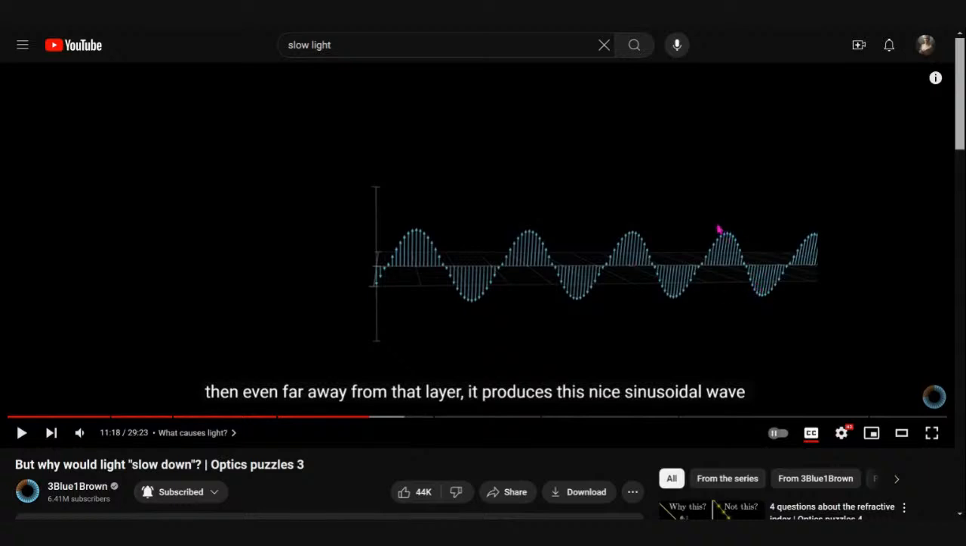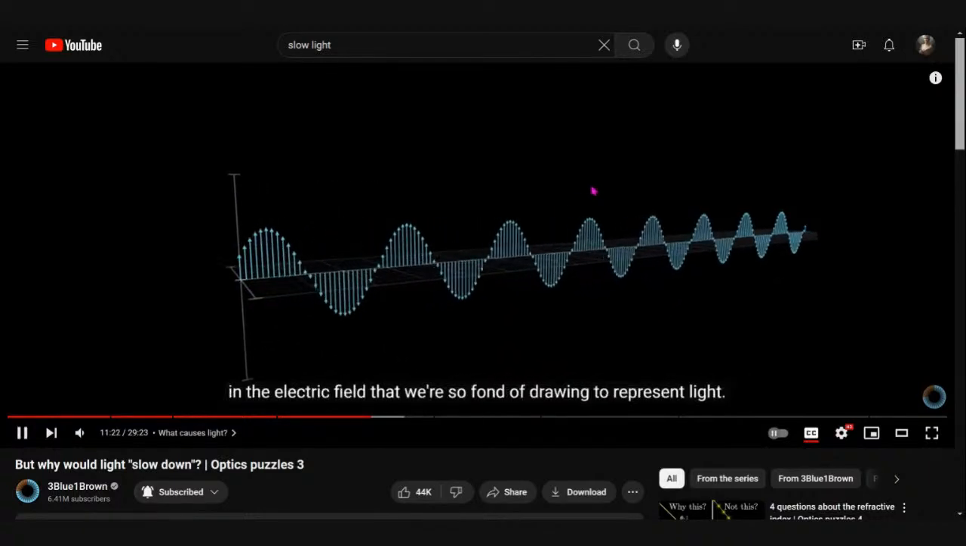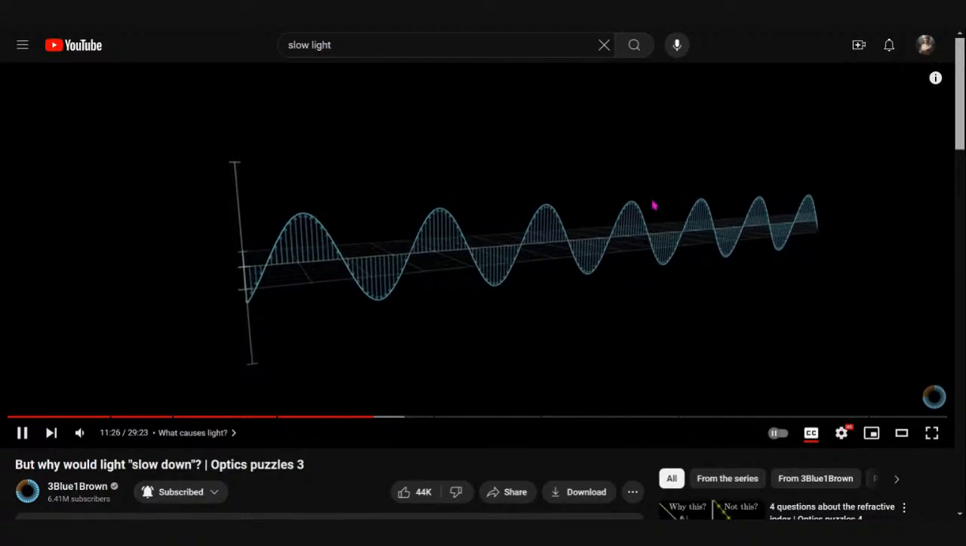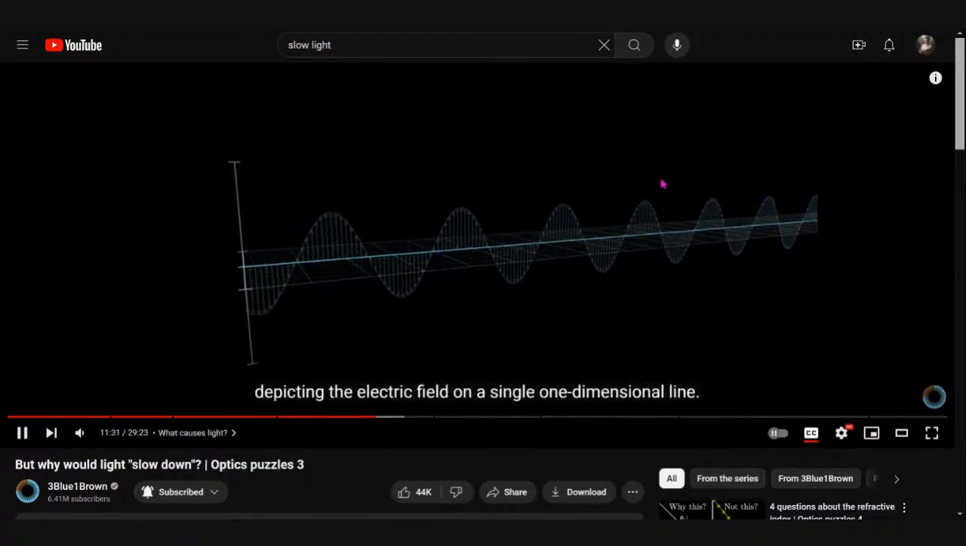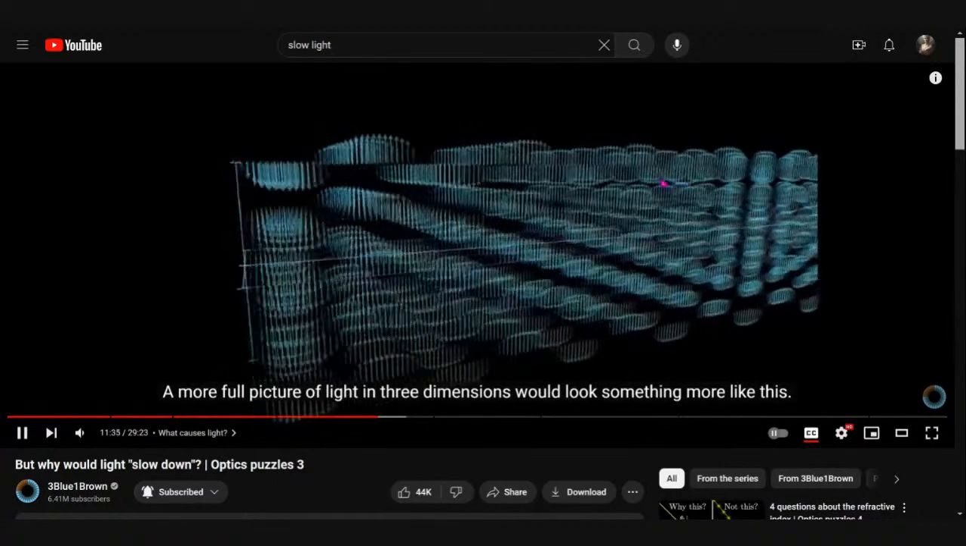That's nice. When I draw a light wave like this, it's really only depicting the electric field on a single one-dimensional line. A more full picture of light in 3 dimensions would look something more like this.